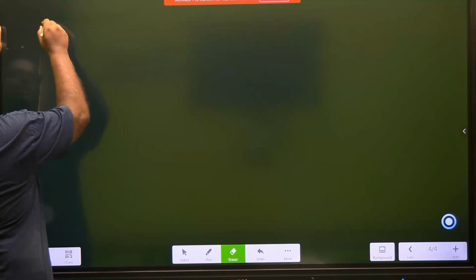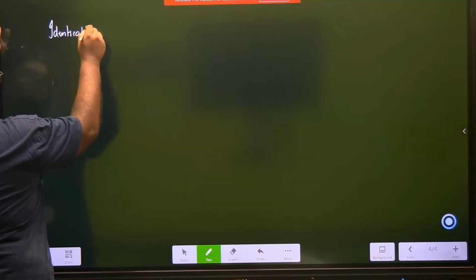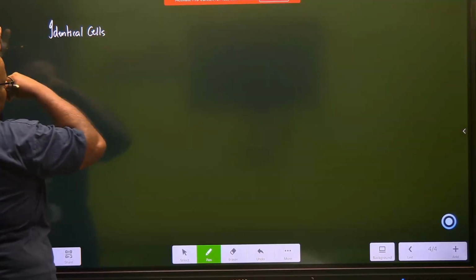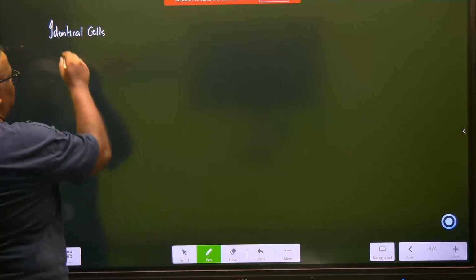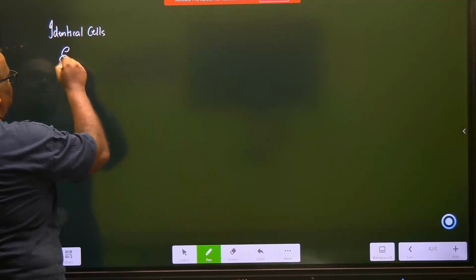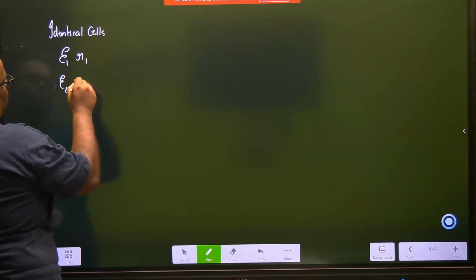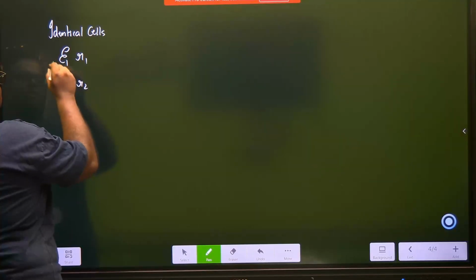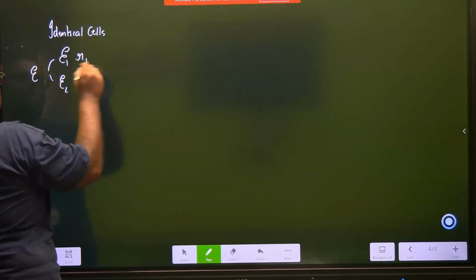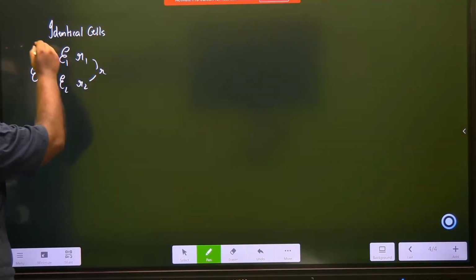So another thing that we can also see is that if we take identical cells, let's say you're trying to build up a power bank, identical cells. So let's say we have two identical cells. The other cell is E2, R2. Since they are identical, these two must be equal, which is say E, and these two also should be equal, which is say R. Okay, so we have got two identical cells.